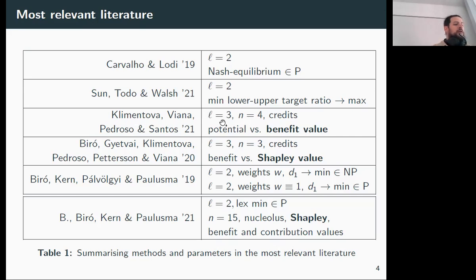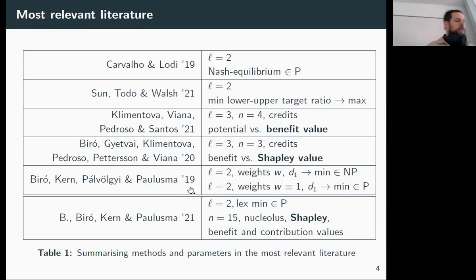Klimentova and others extended their setting to three-way exchanges as well, but it was limited to four countries. They introduced a credit system that we are going to use as well. They compared the potential and the benefit value against each other as a chosen allocation to target, and they concluded that the benefit value behaves somewhat better. Biro, Kern, and others worked in a similar setting with just three countries, compared the benefit and the Shapley value, and concluded that the Shapley value behaves better.